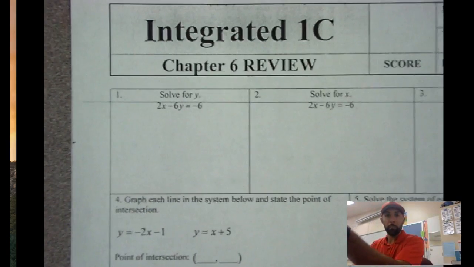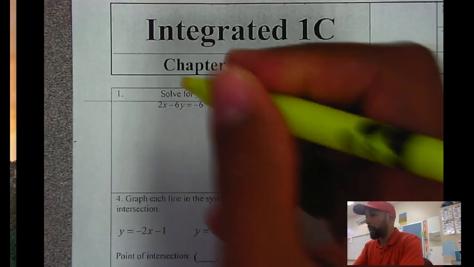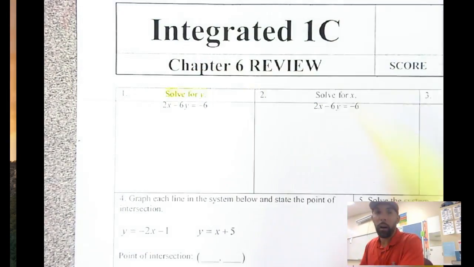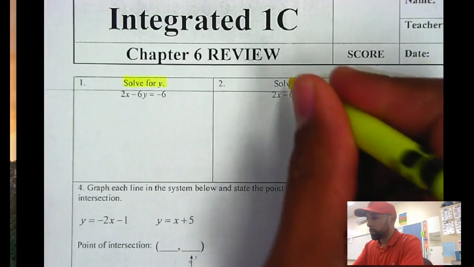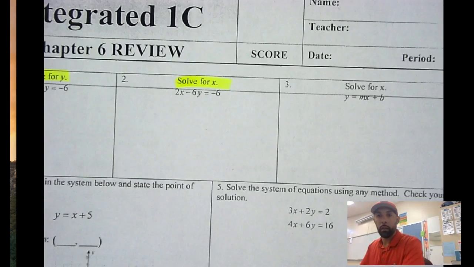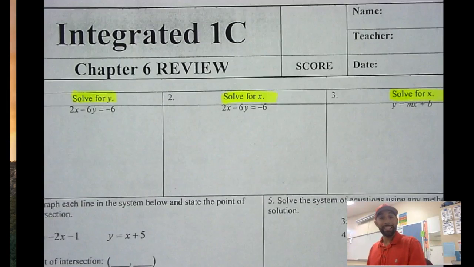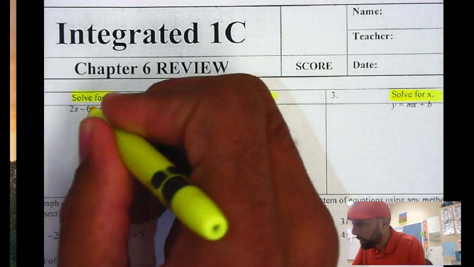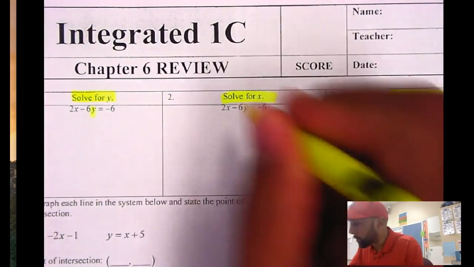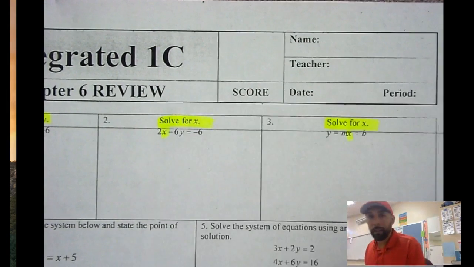Okay, when you look at these problems, please look at what it's asking you to do. Solve for y. Solve for x. Solve for x one more time. So that is the variable that we need to isolate, get by itself on one side of the equal sign. So here's solve for y. I need to get that one by itself. Solve for x, I'm getting that by itself. And then here, solve for x, I'm getting that by itself.